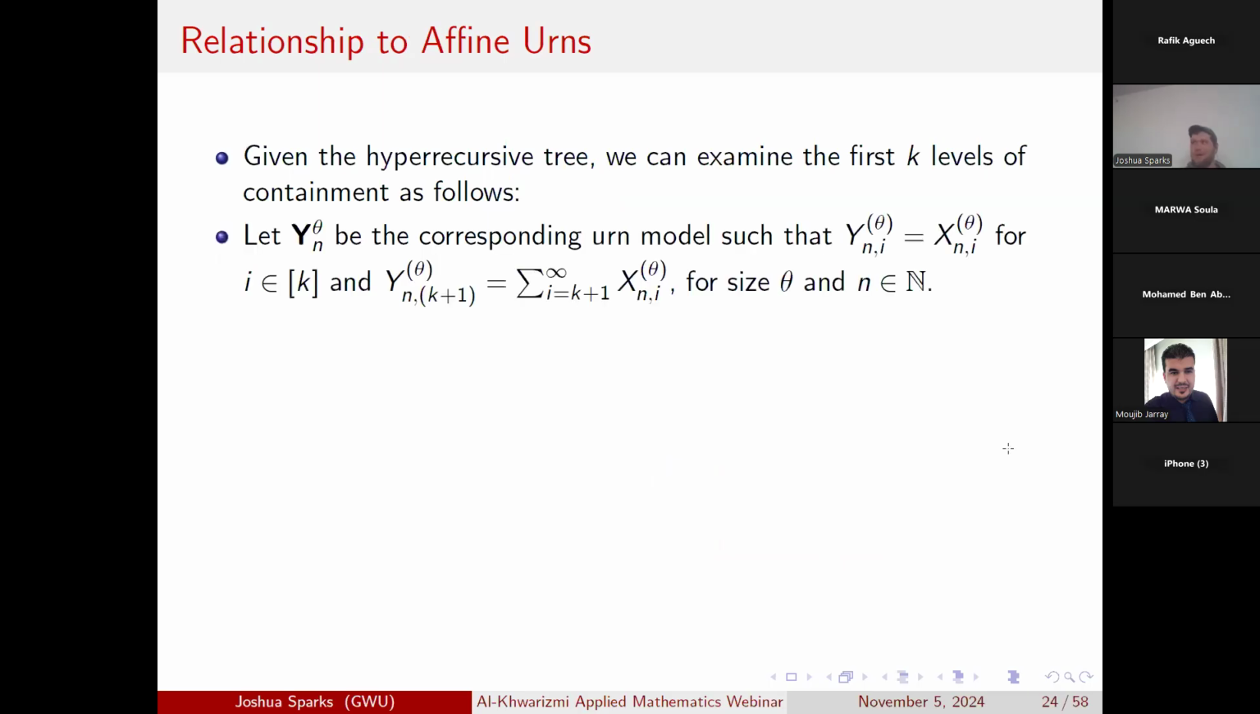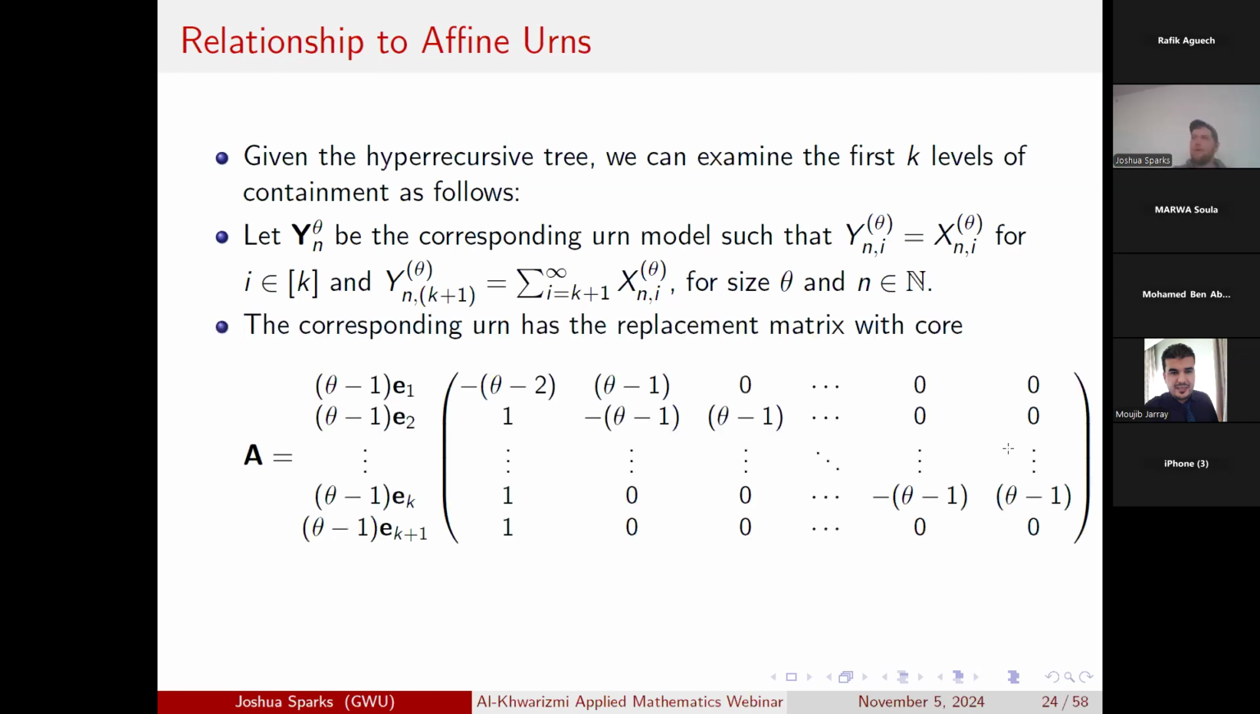I'll try to make it a little bit quicker, where we create the first K global containment levels of X to be equal to this sort of affine urn structure where it's Y, and then saying everything else, we're going to create it as this K plus one color. We're then able to construct this sort of A matrix for our Y that looks like this, that is affine in nature. And it has a core index of negative theta minus one, so it's a negative value, and it'll be small in nature.